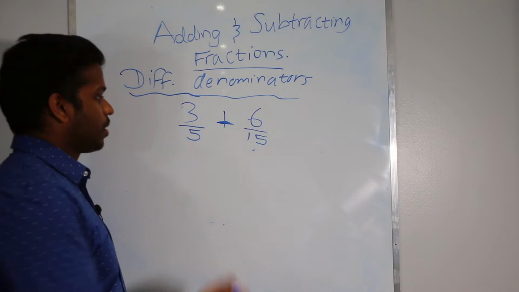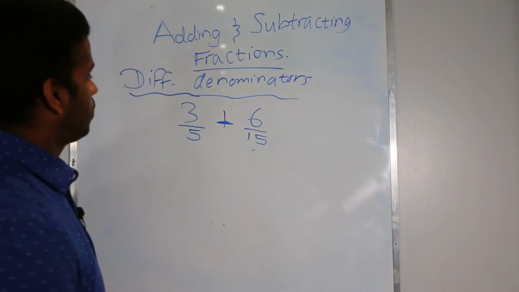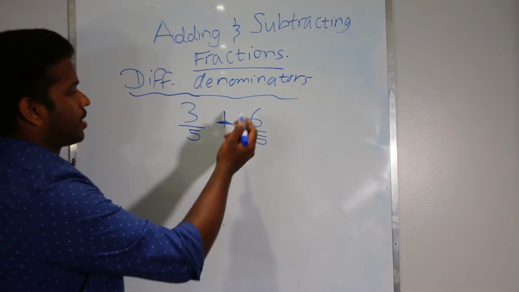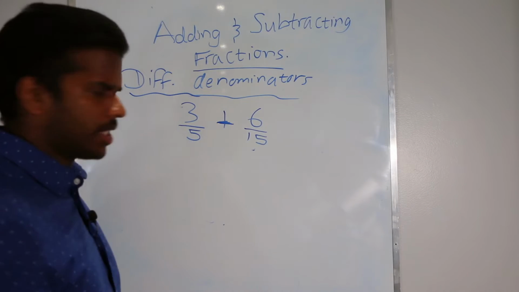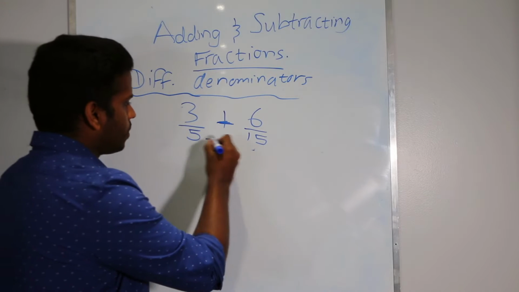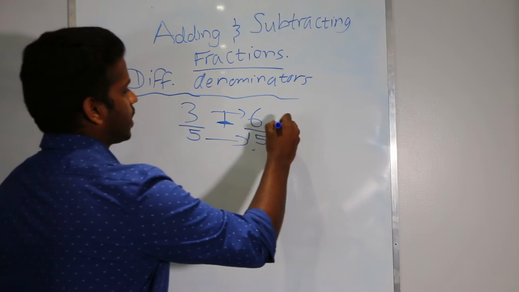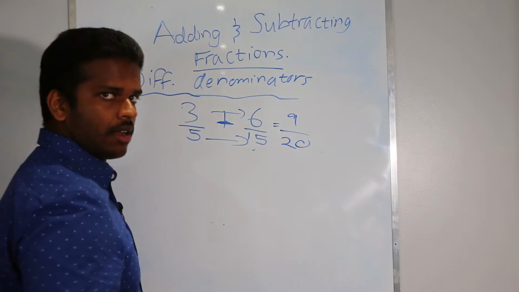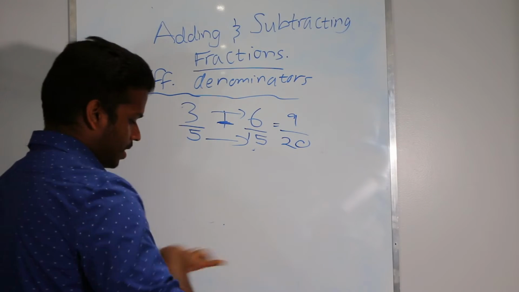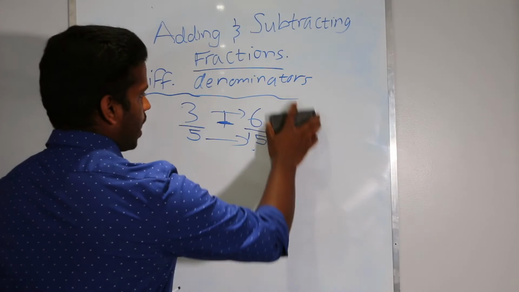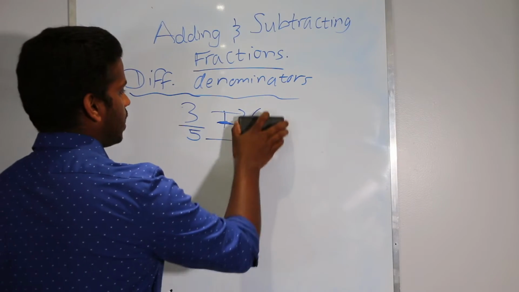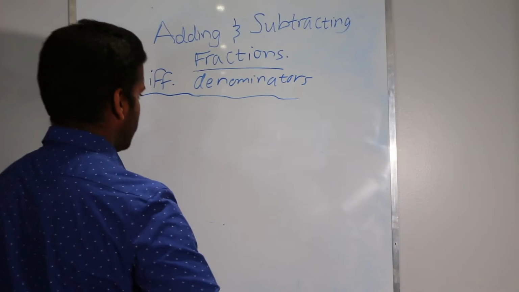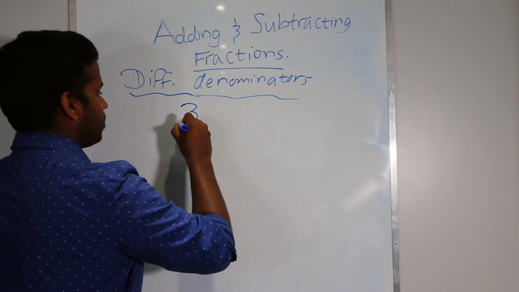To make things easier, we'll use this example: 3/5 plus 6 over 15. So how would we do this? In this case, would we just do it like this? 3 plus 6 is 9, 15 plus 5 is 20, and then simplify it? No. Same as last time, same as what we did in comparing fractions, we're going to have to find the lowest common multiple.